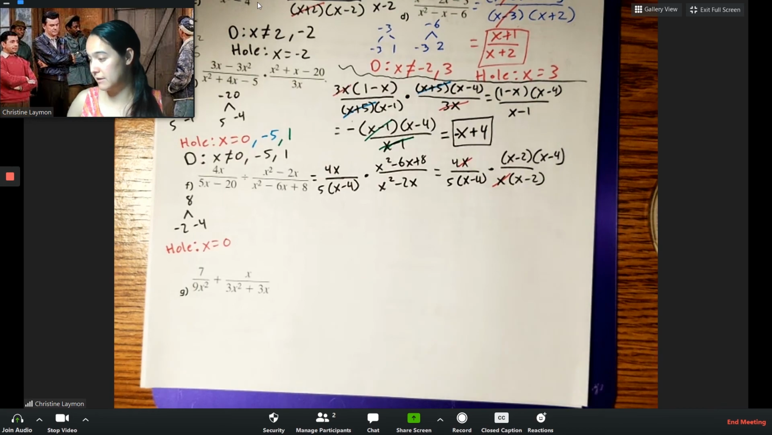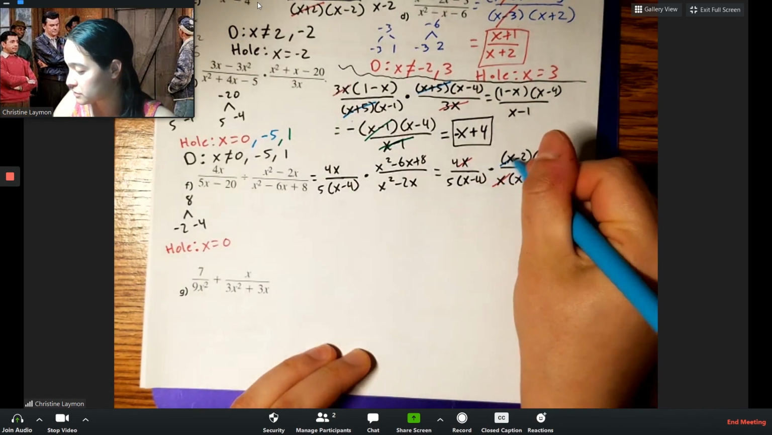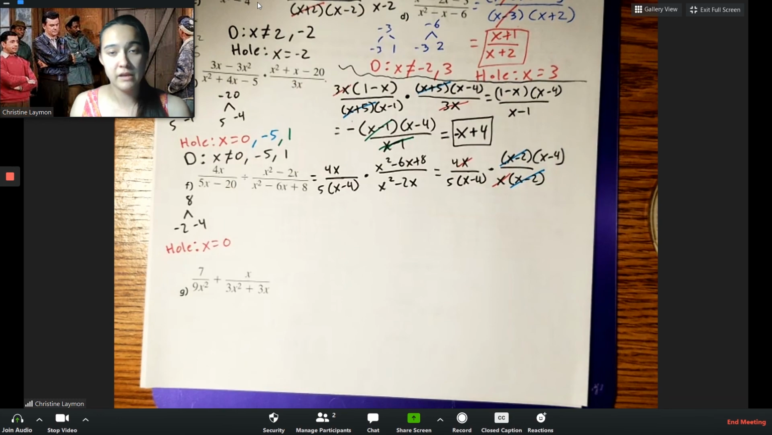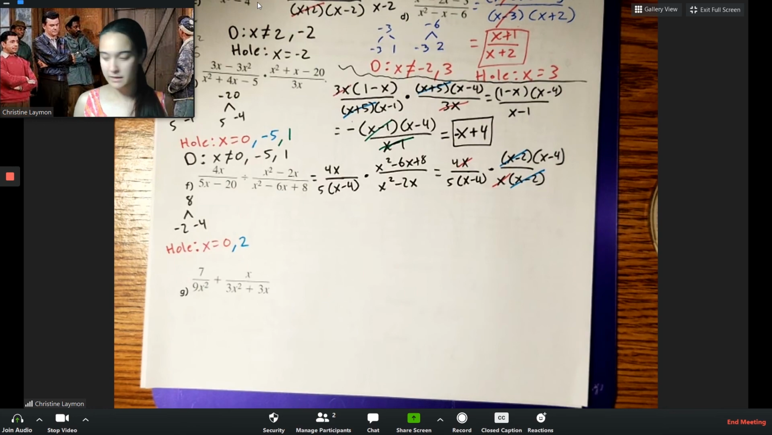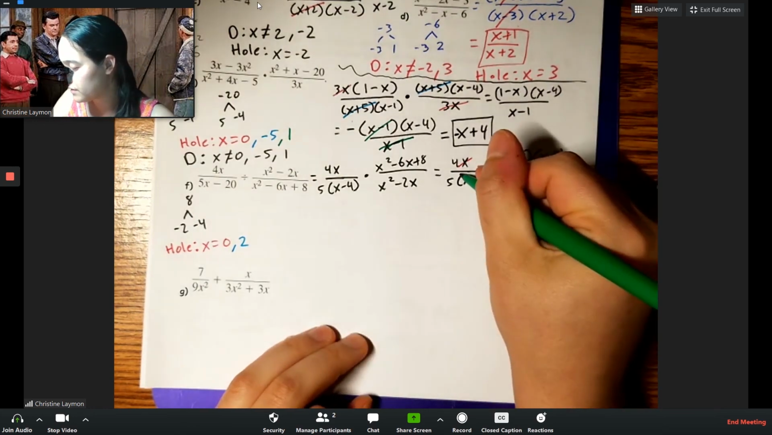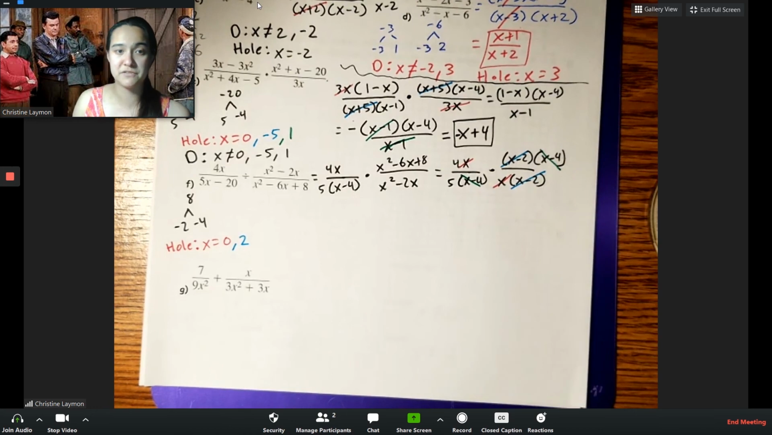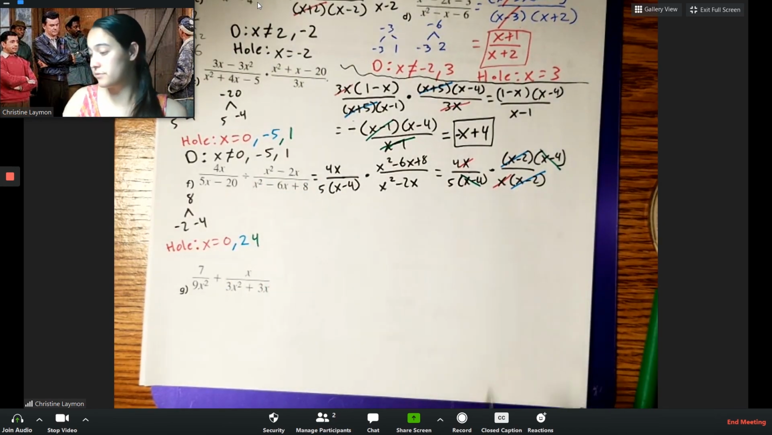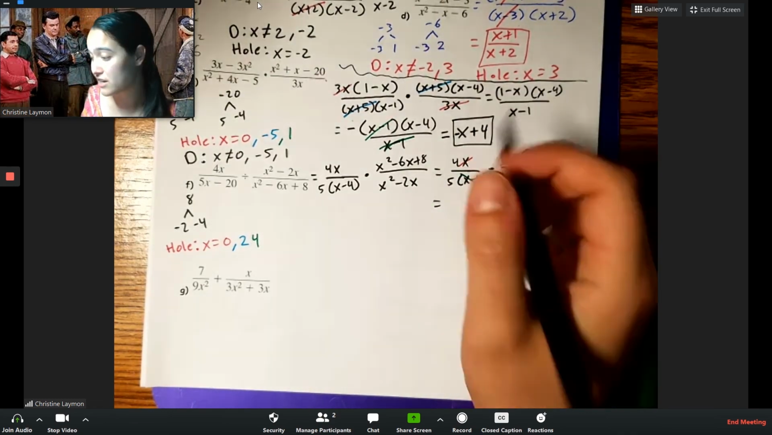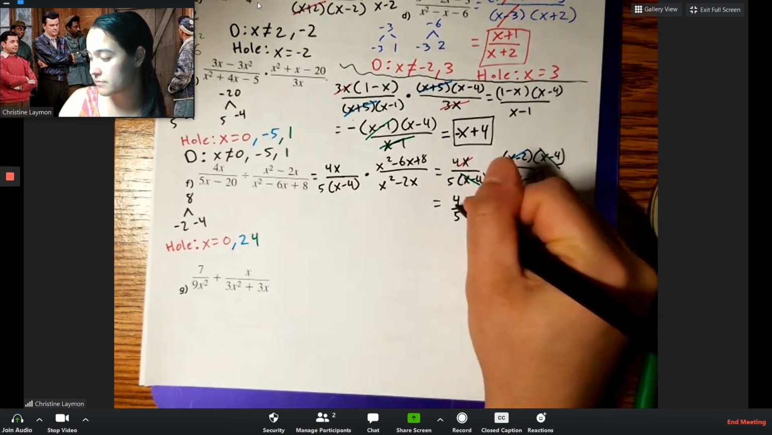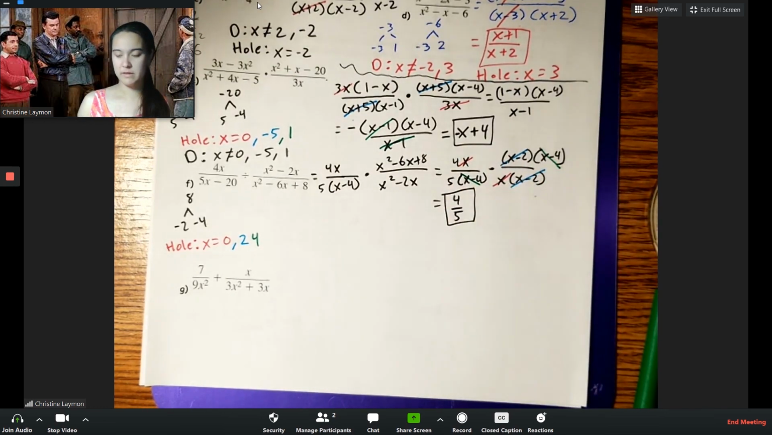For my next thing, I notice that I have x minus 2 and x minus 2. If I set them equal to 0, I have a hole at positive 2. And lastly, notice that I have x minus 4 and x minus 4. If I set them equal to 0, I have one at 4. Let's go ahead and write what we're left with. x, the 2's, the 4's, all I'm left with is a fraction. 4/5. A pure number. So essentially, I'm graphing y equals a number.